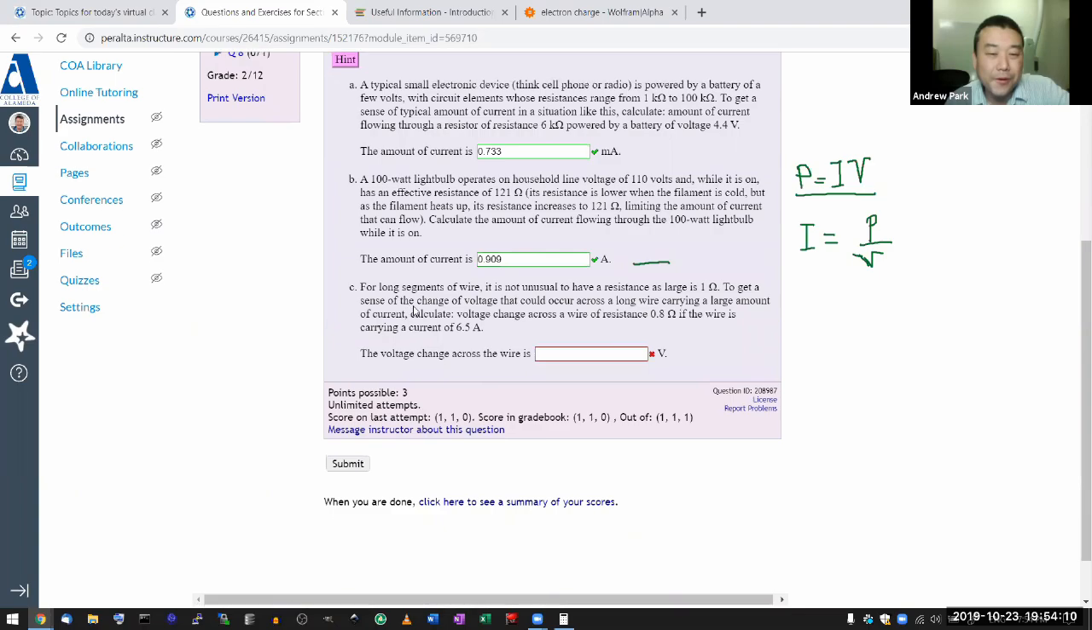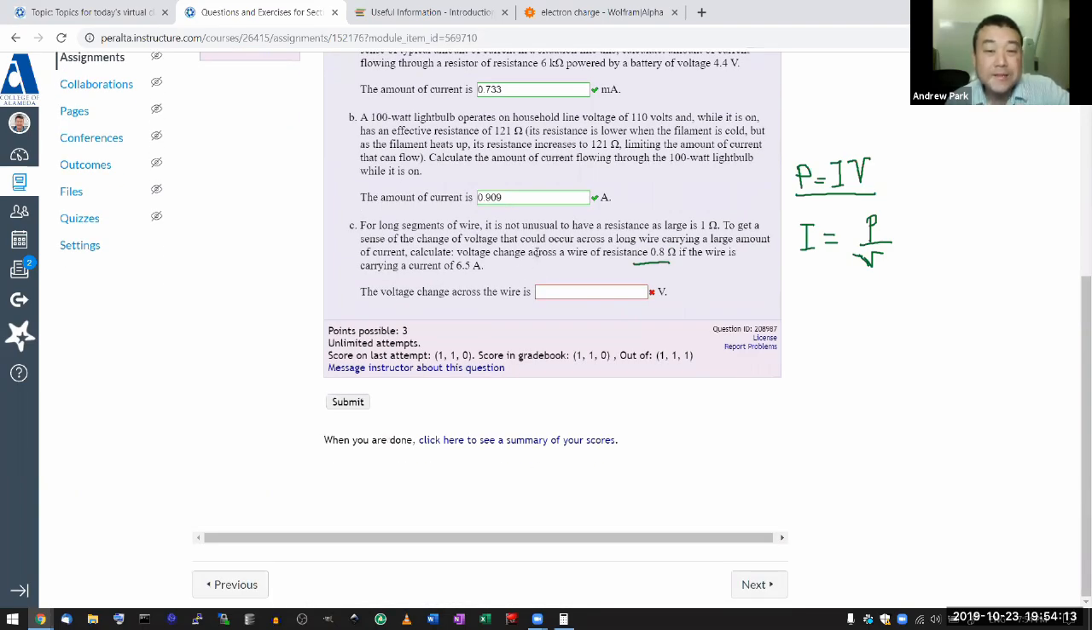Finally, for a long segment of wire, it is not unusual to have a resistance as large. Yeah, 1 ohm is pretty large resistance for a wire. Remember, ideally wires have zero resistance. To get a sense of the change of voltage, voltage change across. I'm looking for voltage change. All right, I think I have all the units.